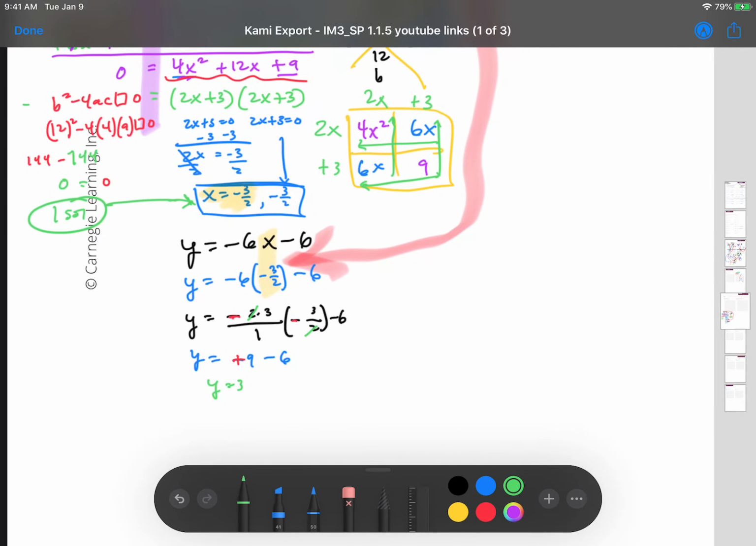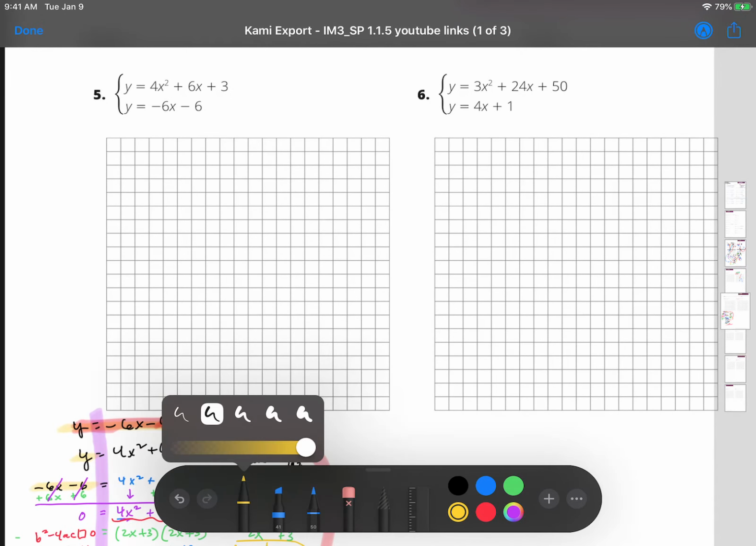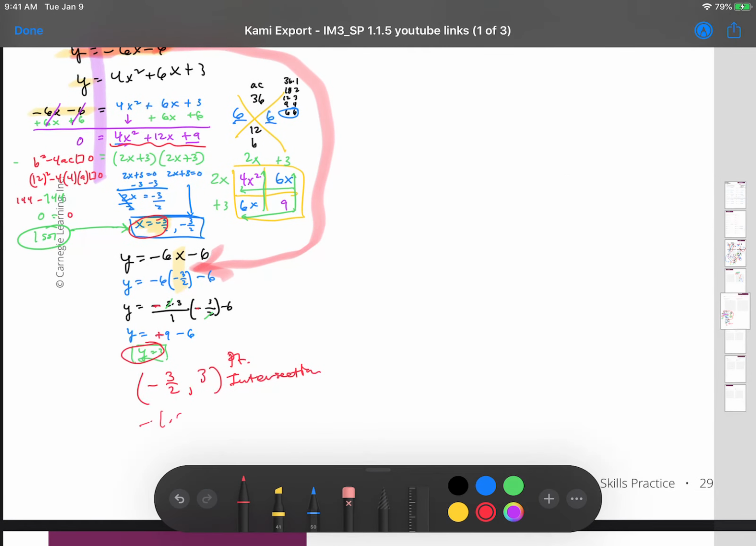Okay. So what does it mean that y equals 3? So if you have the x and the y, you have an ordered pair that's negative 3 halves, comma, 3. This is the point of intersection. Okay, let's go ahead and graph this and we'll see that. Let's graph negative 3 halves. Okay, we said that was negative 1.5 comma 3.